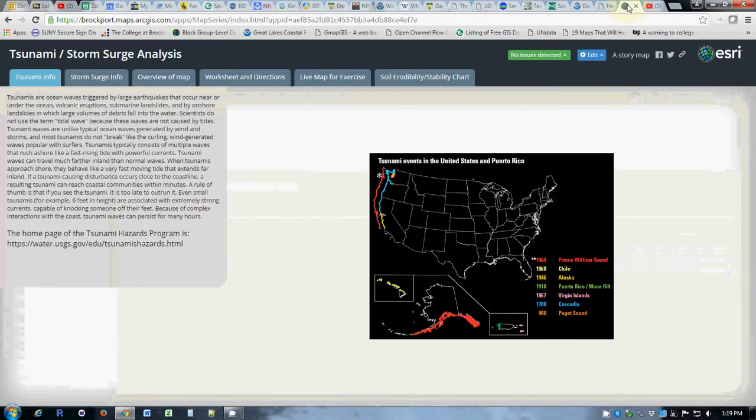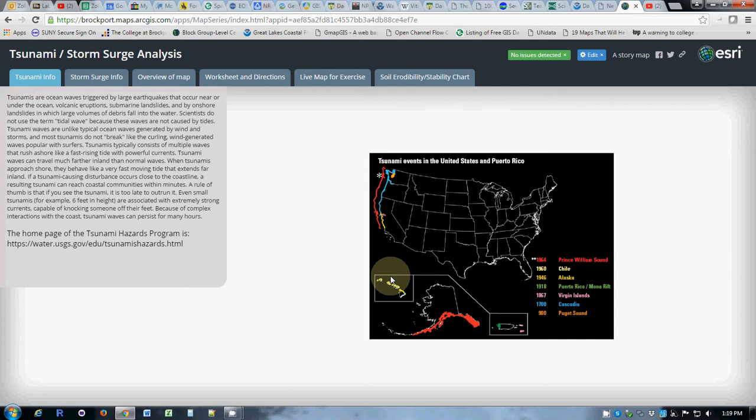First, we'll take a look at the story map that is behind this whole exercise. The first slide is a map of historic tsunami events that have occurred actually to the United States. And there are several locations in the United States where tsunami have occurred. Alaska and Hawaii, having a great deal of exposure to the open Pacific Ocean, have been subject to several tsunami over time, including the ones that are pictured here.